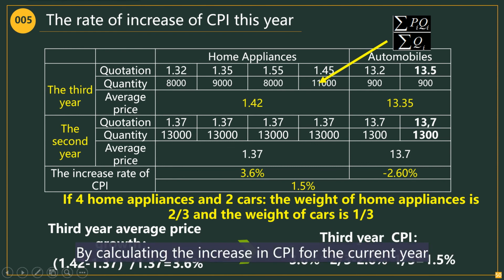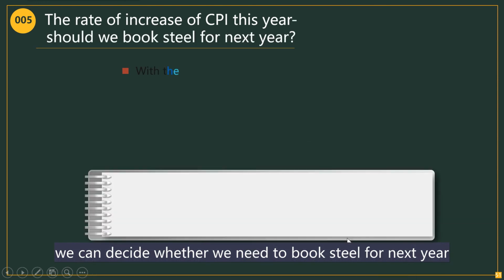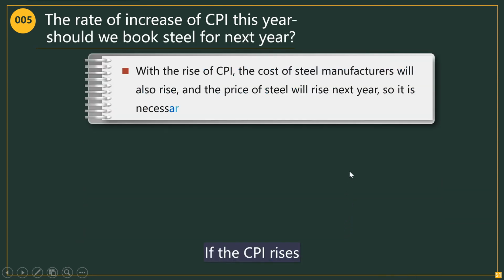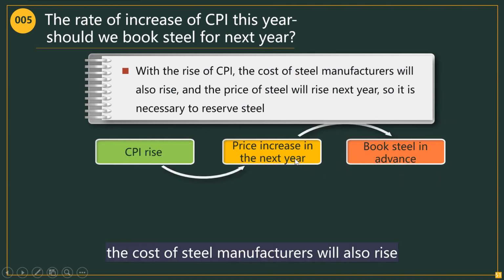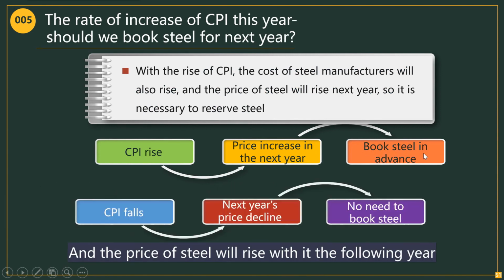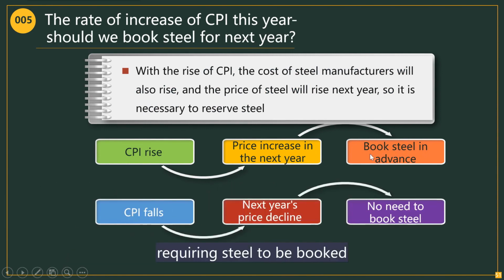By calculating the increase in CPI for the current year, we can decide whether we need to book steel for next year. If the CPI rises, the cost of steel manufacturers will also rise, and the price of steel will rise with it the following year, requiring steel to be booked. Conversely, no need to book steel.